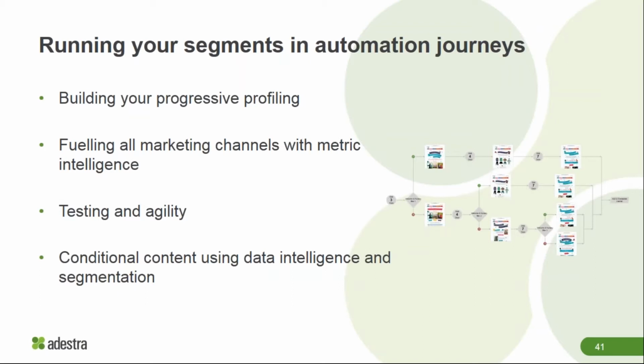Excellent. And then bringing it into the automated, we've had a look at some examples of our automated journeys so far, and bringing that together in some of the things to consider about building your progressive profiling as you go, and using intelligence that you already know that you're ingesting, and what people are doing on the email journey. And it can fuel all marketing channels with metric intelligence.